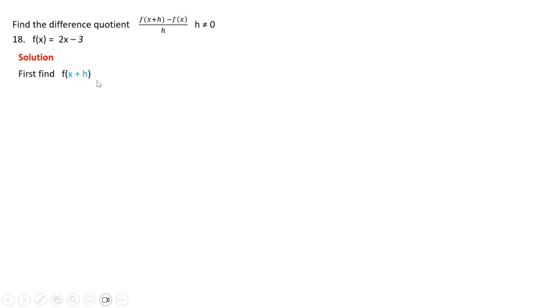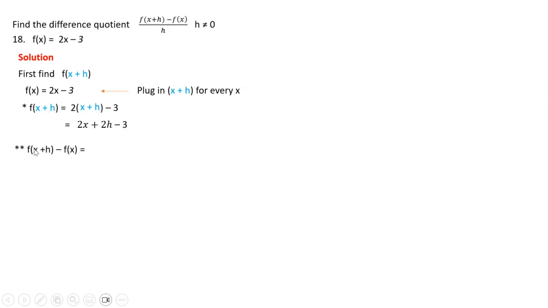Okay, again, we do the same thing. This will be much easier because the x, the variable, is to the first power, is not squared. So what we do is plug in x plus h for the x. That will give us 2x plus 2h minus 3. Now comes part 2. F of x plus h minus f of x. This is my f of x plus h. Minus f of x is the original function. We distribute the negatives, so we get negative 2x plus 3. And we just bring down the 2x plus 2h minus 3.